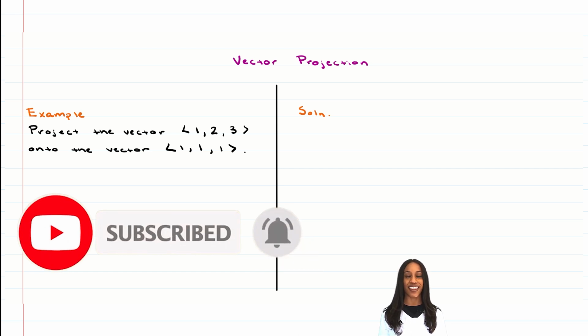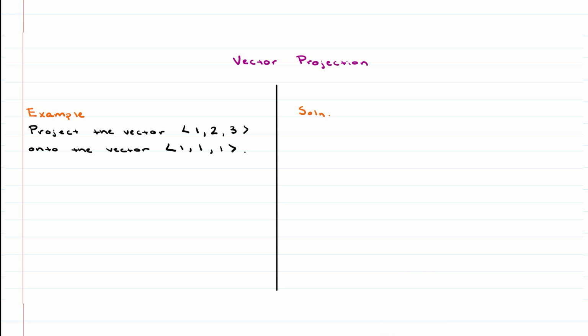Alright, now let's take a look at this example. Our example says project the vector 1, 2, 3 onto the vector 1, 1, 1, and we're going to perform a straightforward computation to solve this.